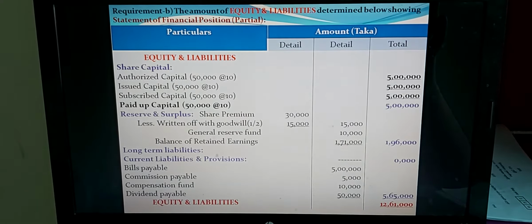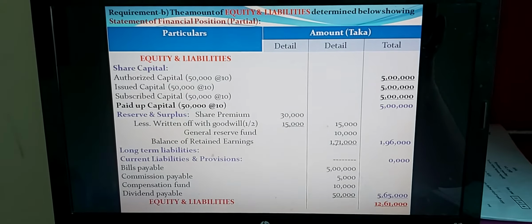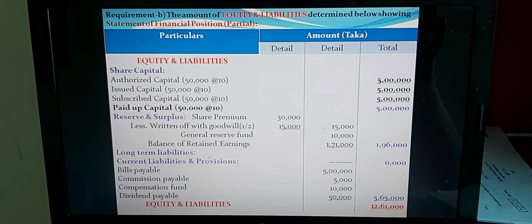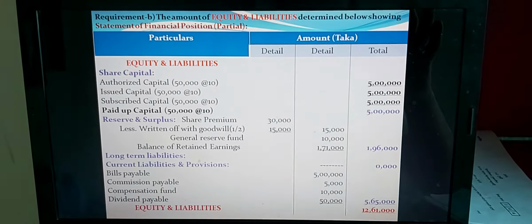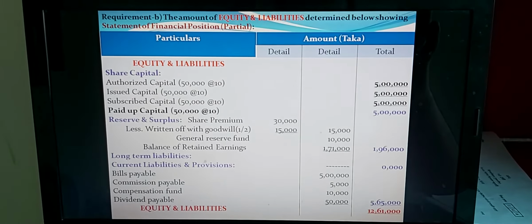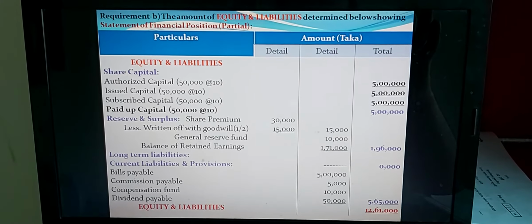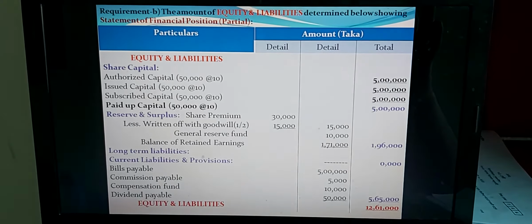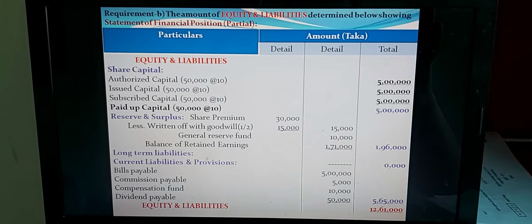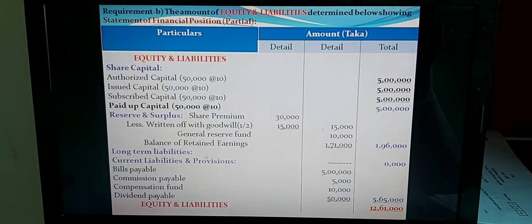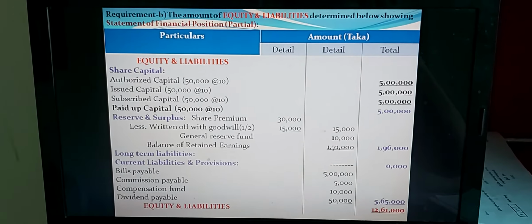Equity and liability side, third head, long term liabilities. In this trial balance or in this creative question, no long term liabilities is available. So you can go to the fourth head of equity and liabilities, current liabilities and provision. Totally 4 items are available in this creative question.